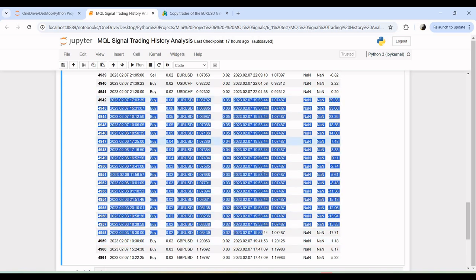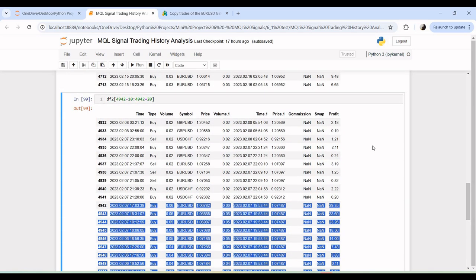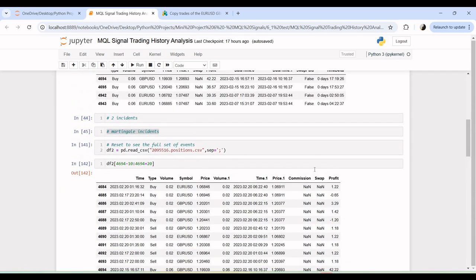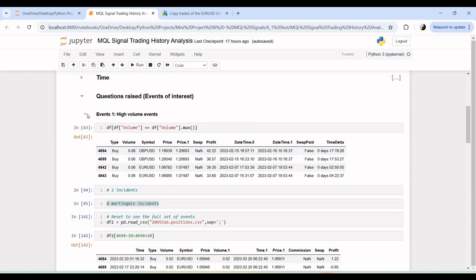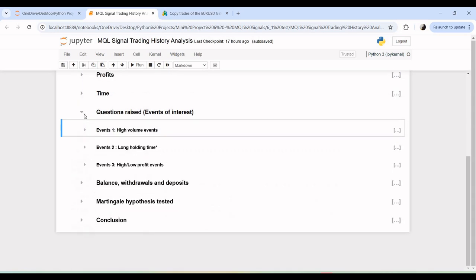The positions being added on as time goes on, and the position goes against us, we're actually adding on, and we're adding on more. So also a martingale trade, and looking at the profits for each individual trade, quite excessive losses, quite excessive profit. So with these two trades, we're already beginning to suspect that this is a martingale strategy.